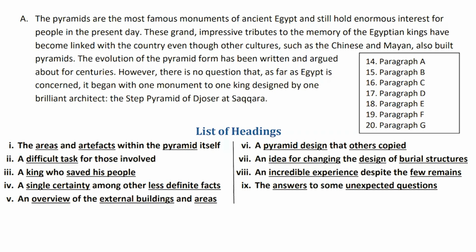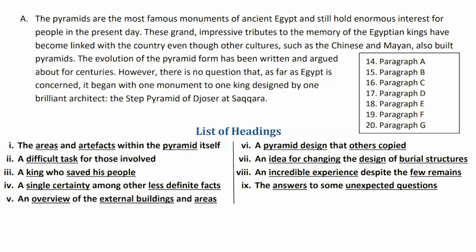Second is a difficult task for those involved. So difficult task is important. And third is a king who saved his people. So obviously we can understand a king who saved his people. Fourth is a single certainty. That is something which is certain among other less definite facts. So there is a contrast between something very certain and something less definite.